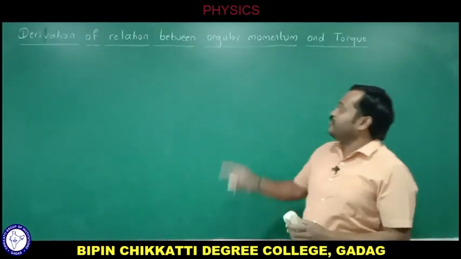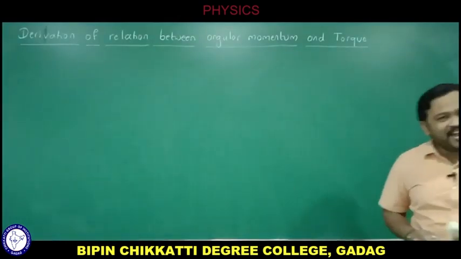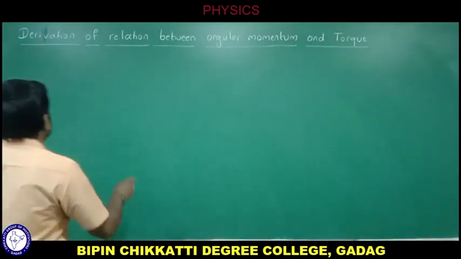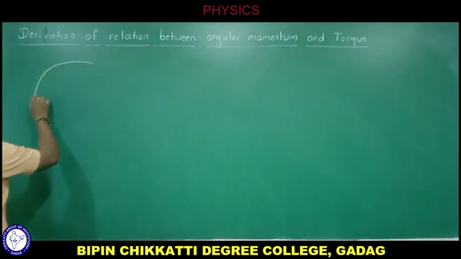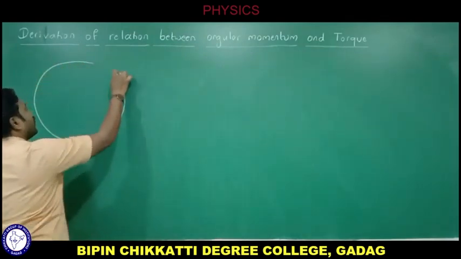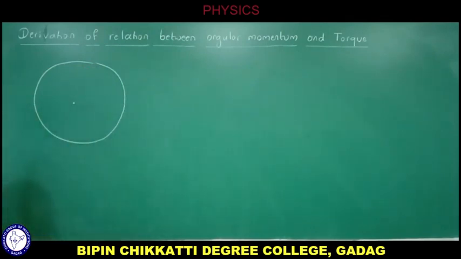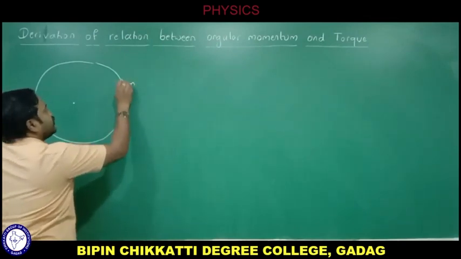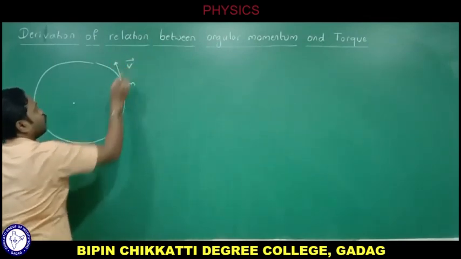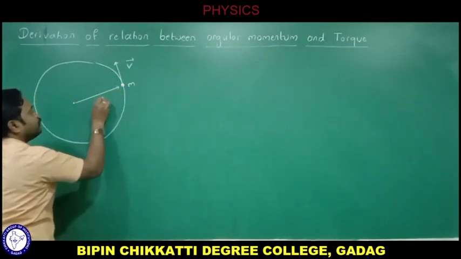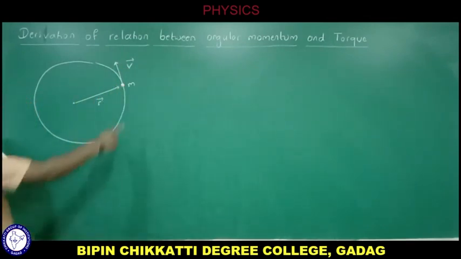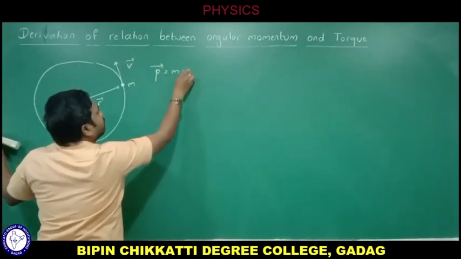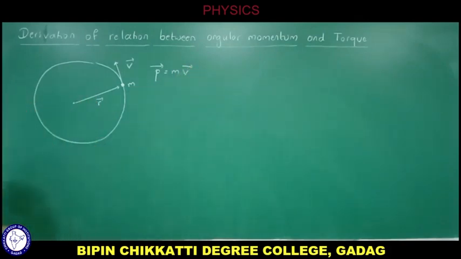Now let us derive the relationship between angular momentum and torque. This is an important one. Let me consider a body rotating about an axis of rotation. Consider a particle of mass m rotating with velocity v. Let r be the position vector of the particle. If it is rotating with velocity v, it has linear momentum, which is mass into velocity.